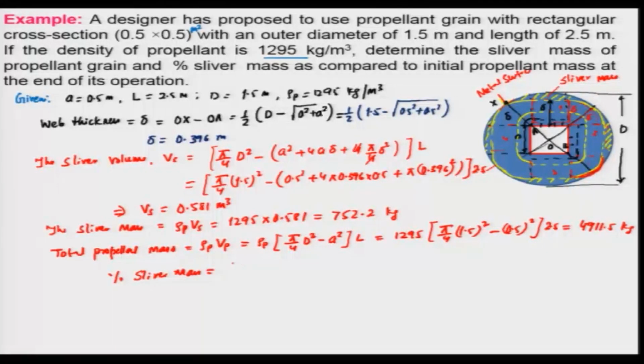So the percentage of sliver mass would be m s divided by m p, the total propellant mass, into 100. So I will get 752.2 divided by 4911.5 into 100, which is basically 15.3 percent, quite higher compared to the standard of 5%. Hence, it is not really used very much for practical applications.